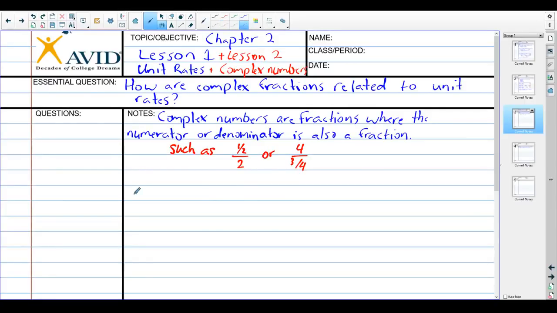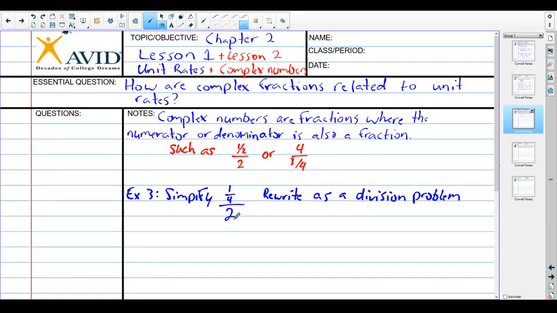Okay. So example 3. We're continuing the examples from unit rates. We want to simplify 1/4 over 2. And all we're going to do, the real math here that's new, is we're going to rewrite this as a division problem. So we think of it as 1/4 divided by 2. And then instead of writing it as a fraction, we're going to rewrite it like we would write a division problem. So we're going to put 1/4, put it over here, divided by 2.